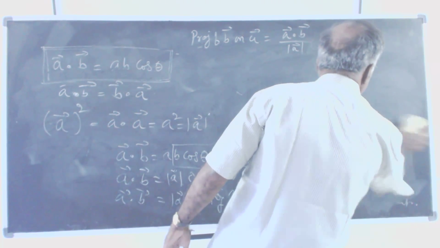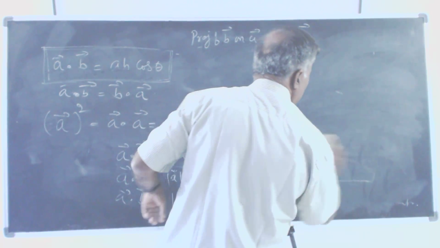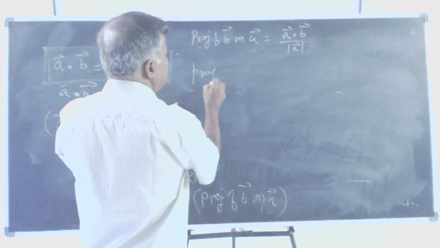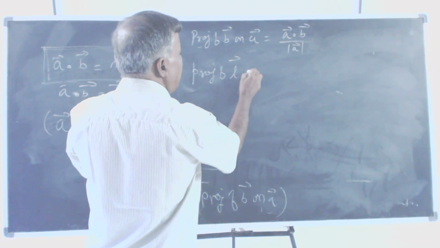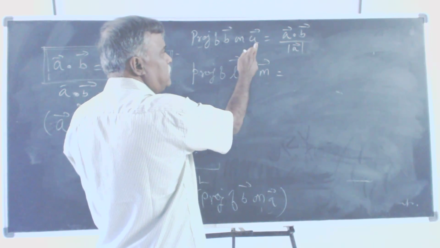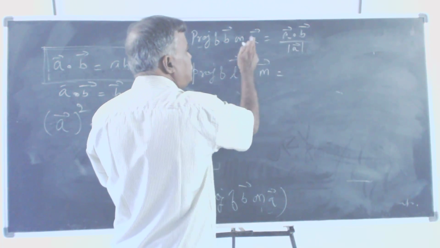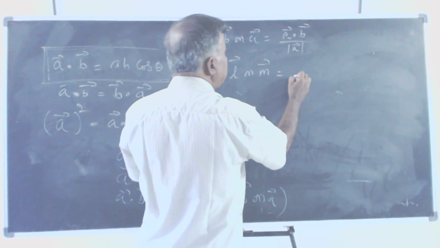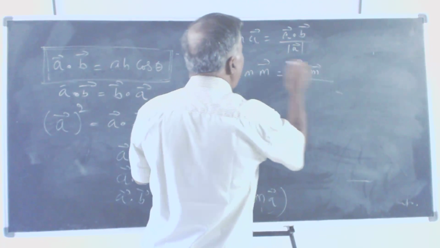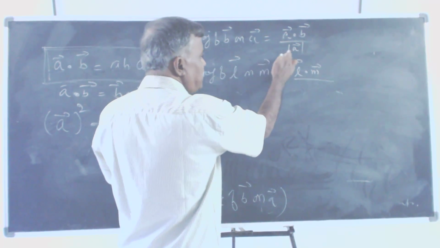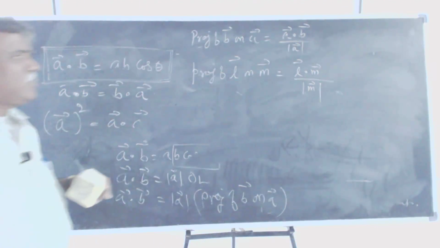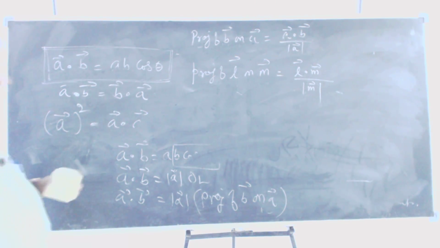Now look at this. Projection of B vector on A vector. I will write some other vector here: projection of L vector on M vector. Look at this, B vector on A vector. In the numerator, you are taking dot product between these two. So what will you get here? L dot M divided by, on M vector means modulus of M vector in the denominator. This is how you have to remember this projection formula.